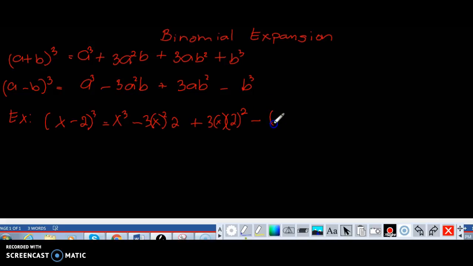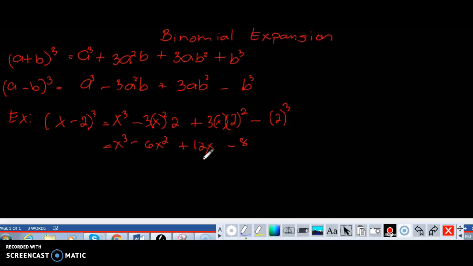And then lastly, the fourth term, which is 2 to the power of 3. Now, once you write that, we will simplify. Well, you can't do anything about x cubed, so just copy that. And then this one here is negative 3 times 2, so you have minus 6x squared, right? And then now plus 3x times 2 squared. 2 squared is 4 times 3, that's 12x, minus 2 to the cube is 8. So this is your expanded form.